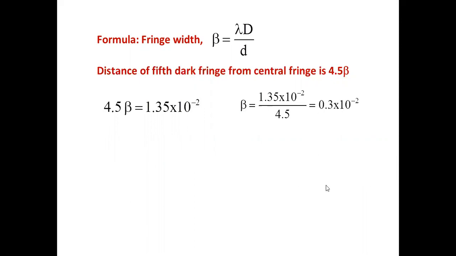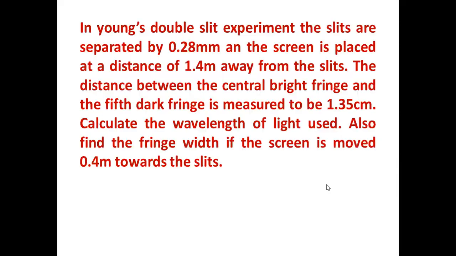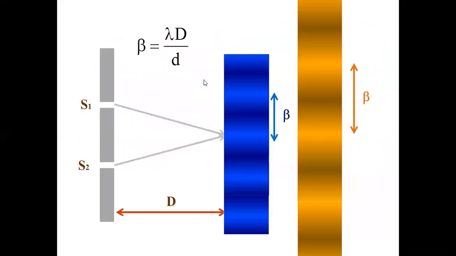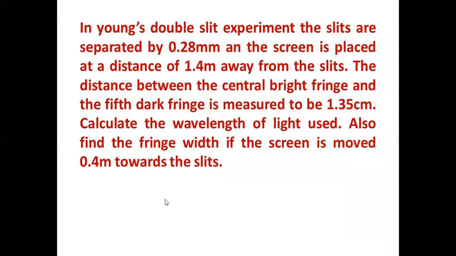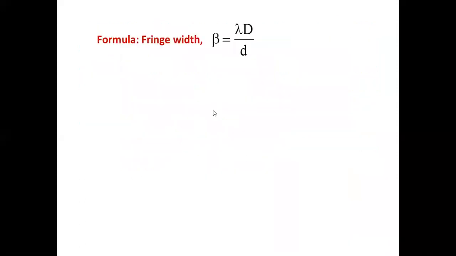Once lambda is obtained, there is one more question in the problem. What is that? Calculate the wavelength. Also find the fringe width if the screen is moved 0.4 meter closer. If the screen is moved 0.4 meter closer, that means capital D has to be reduced to 1 meter. You have to reduce 0.4 from 1.4, so new capital D is 1 meter.